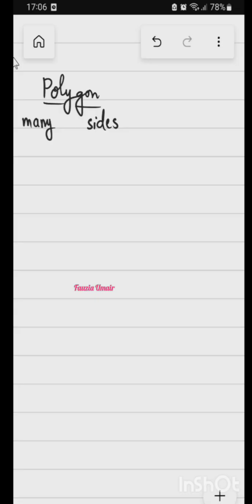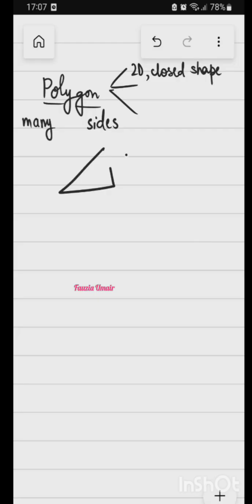Polygons are those shapes in mathematics which are fulfilling these three properties. First of all, they are 2D shapes and they are closed shapes. Like for example, this is not a polygon. Why not? Because it's not a closed shape. All the vertices are not connected, right? So this is the first property.